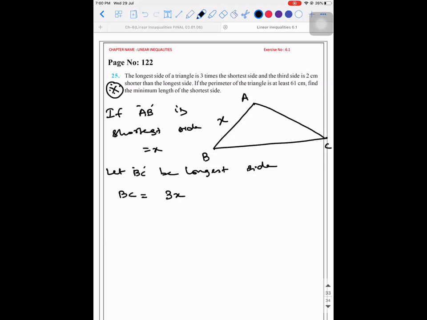And the third side. So obviously, what is the third side? AC. The third side is 2 centimeters shorter than the longest side. That is 3x minus 2. Accepted? So AC is equal to 3x minus 2. Then what are they saying? The perimeter of the triangle is at least 61. At least means minimum. Minimum means greater than or equal to.